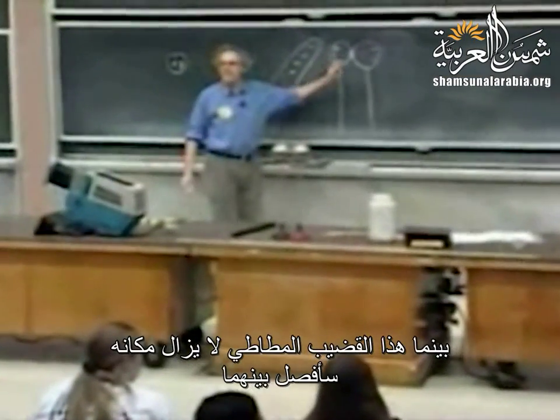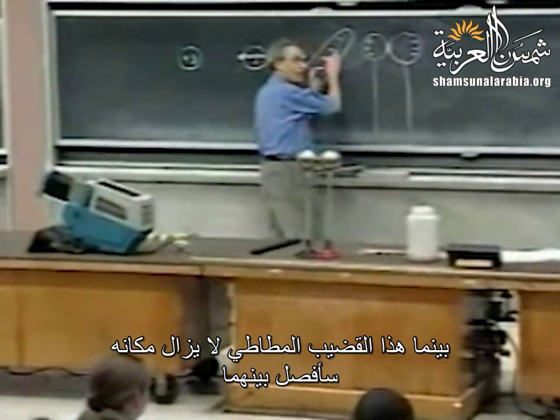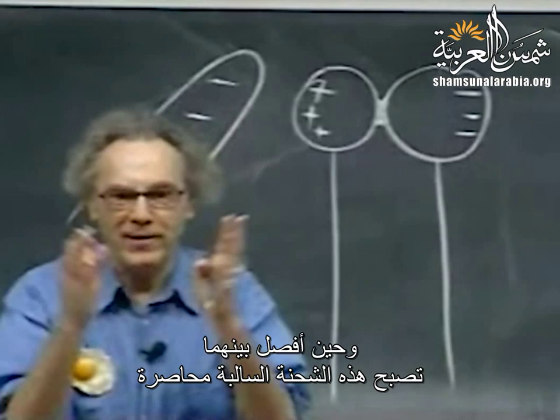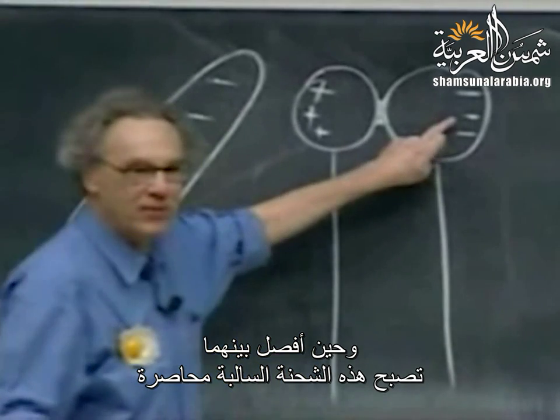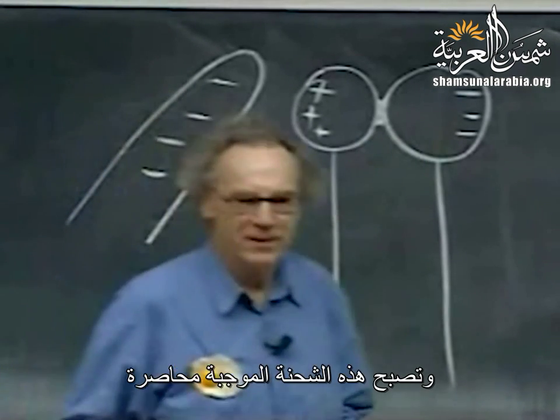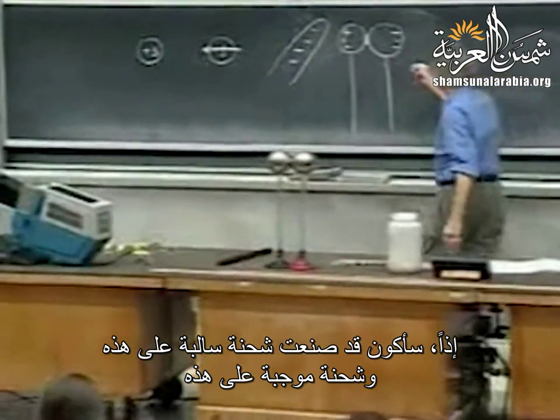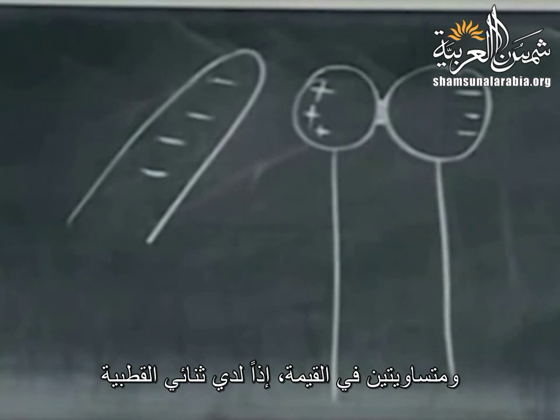So what I do now is, while this rubber rod is still in place, I take them apart. When I take them apart, this negative charge is trapped, and this positive charge is trapped. And so I have thereby created negative charge on this one and positive on this one, equal in magnitude, so I have a dipole.